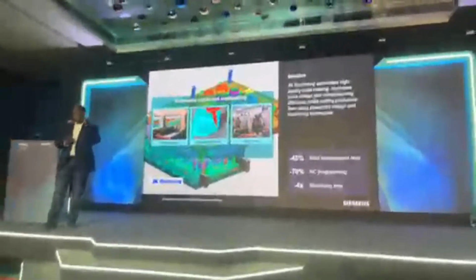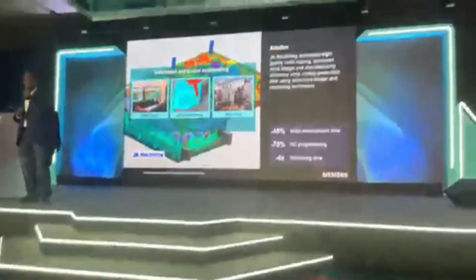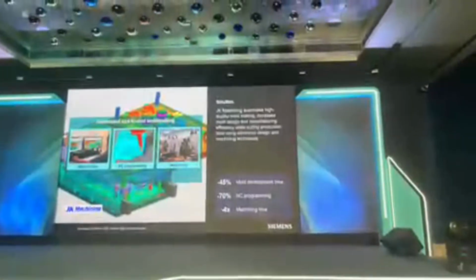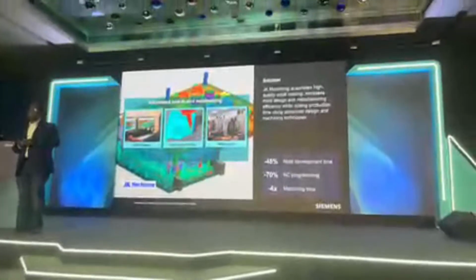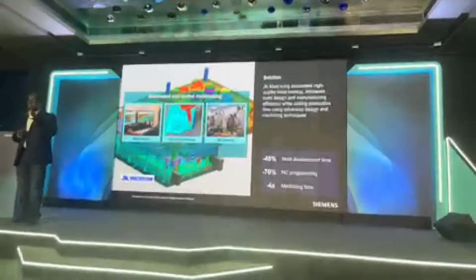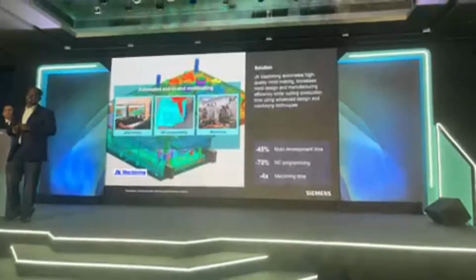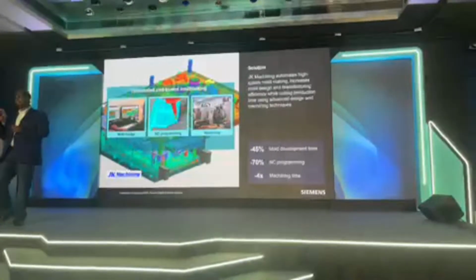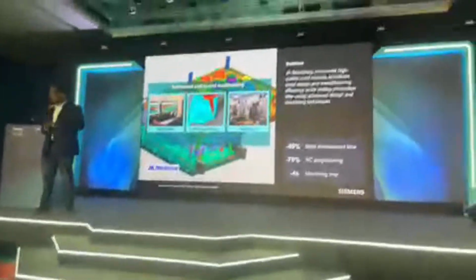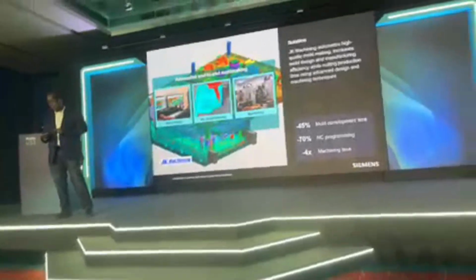We can see that now they're able to reduce the mold development time by 45%, and the programming completes 70% faster through the automation of CNC machining programs. And they're able to cut the machining time 4 times with advanced 5-axis machining. I think we talked about it: in CAM, we have 2.5 axis all the way through 5-axis machining programs that you can use to drive the CNC program.